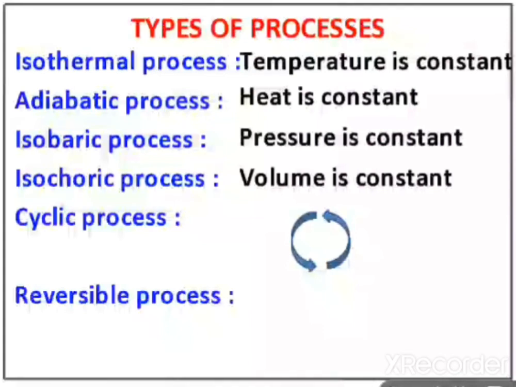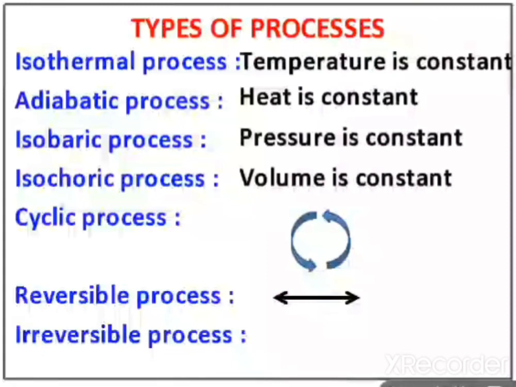So the type of process in which the reactants are converting into product, but if we change the situations, if we change temperature, pressure and volume, again we can convert the product back into the reactant. So this is a reversible reaction in both directions, forward to backward, backward to forward. Such type of process are called reversible process. And last type of process is irreversible process.